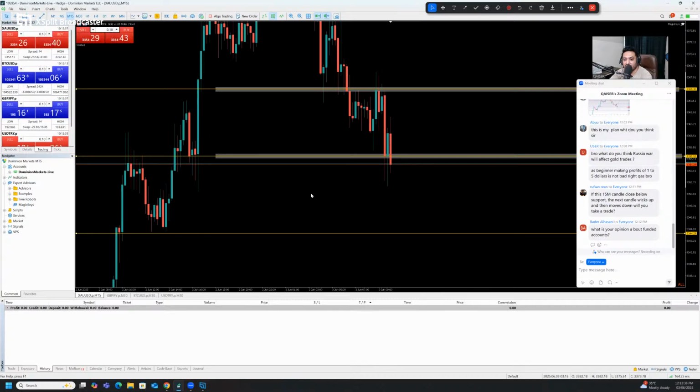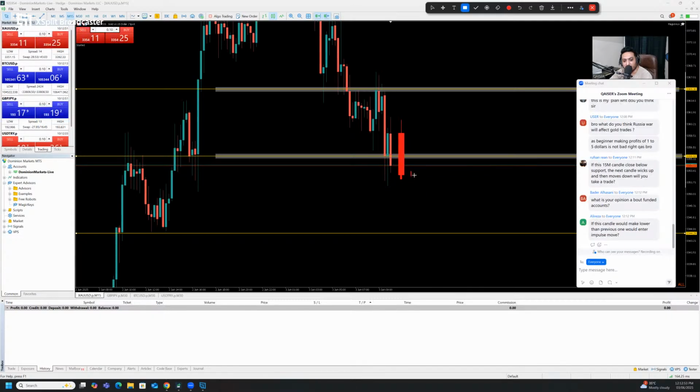If this 50-minute candle closes below support, the next candle picks up and then moves down, will you take the trade? Exactly. I just want to see how this candle reacts. If it closes somehow like this and creates a wick, as it broke all the rejection on the left-hand side here, I give my trade a chance. Stop loss would be above the current candle, because it doesn't make sense to place the stop loss somewhere here.